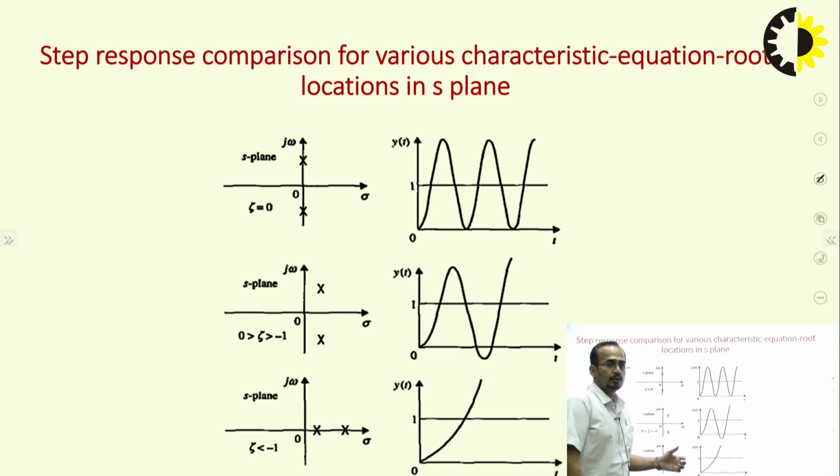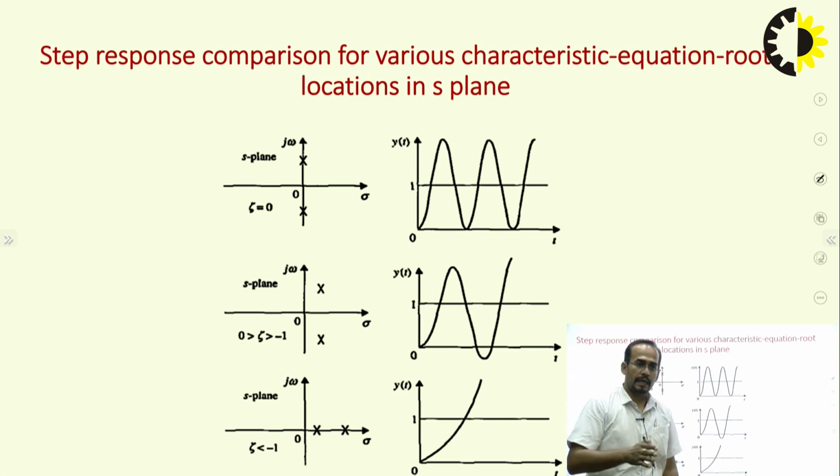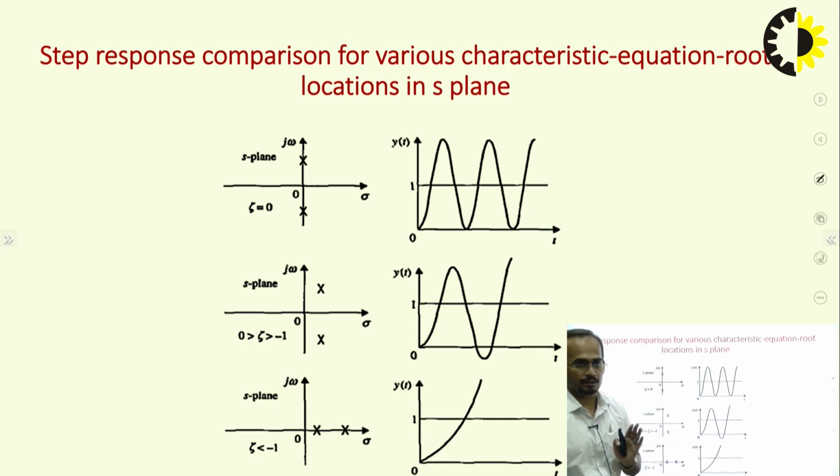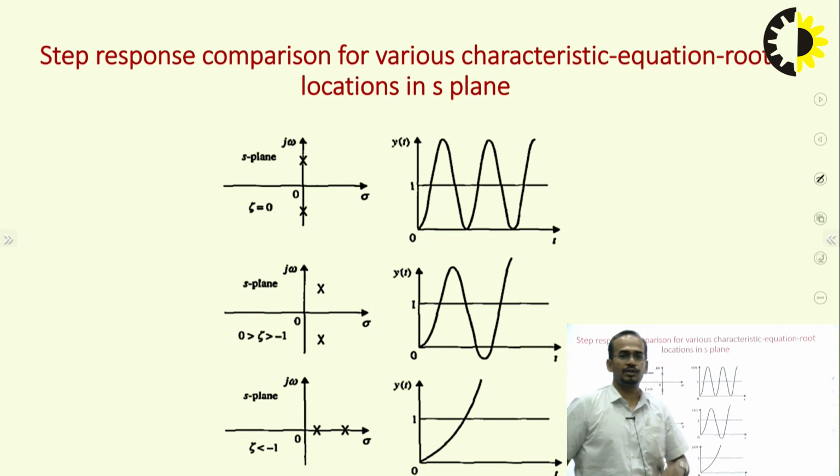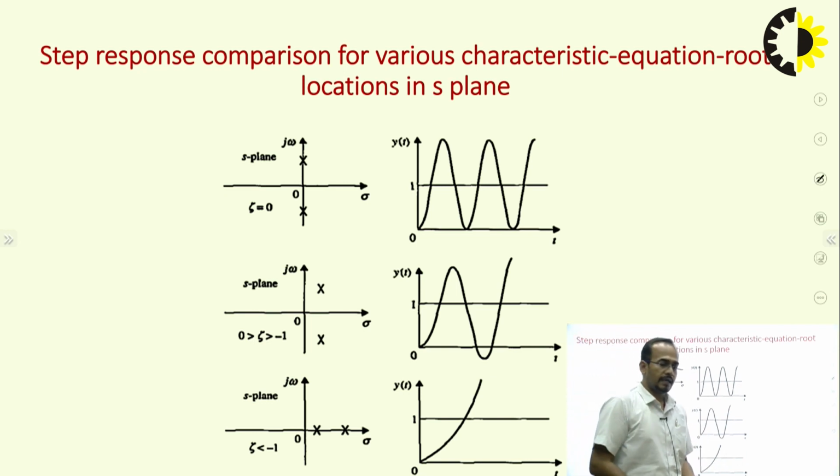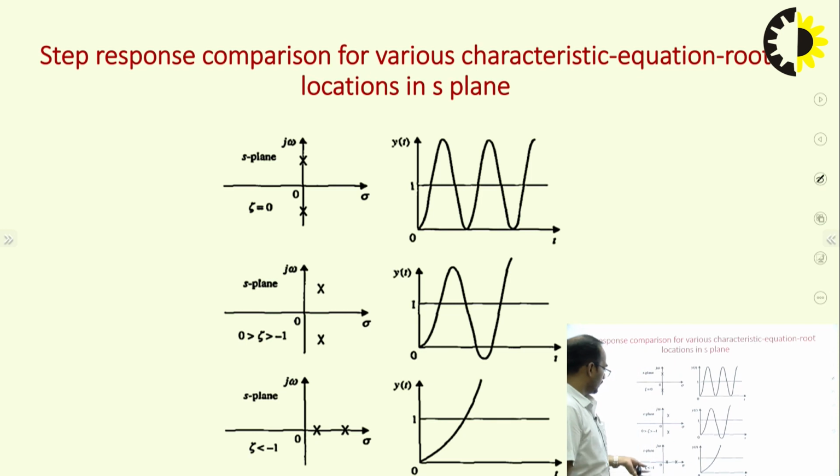If zeta is equal to 0, then the roots will lie on the imaginary axis. If zeta is less than 0, the roots will lie on the right side of the plane, and the system will become unstable. If only two roots are lying on the imaginary axis, you can say the system is marginally stable. If double roots are lying on the imaginary axis, you can comment that the system is unstable. In this last case, the roots are lying on the right side of the S plane, which means the system is unstable.